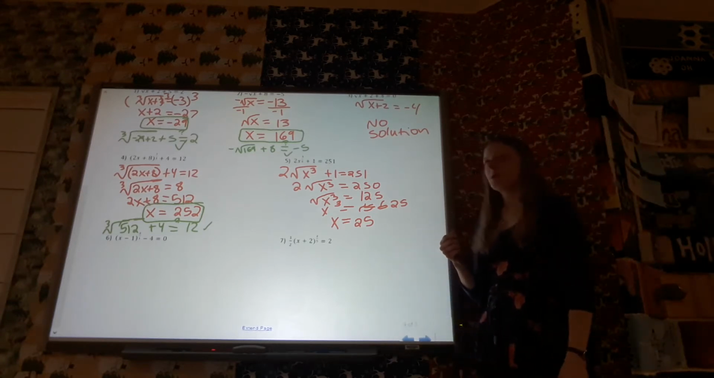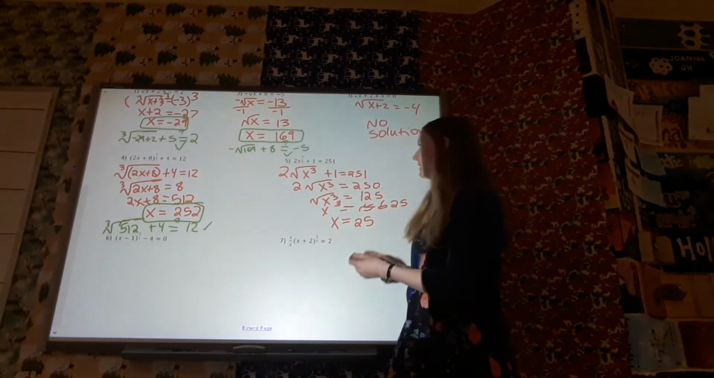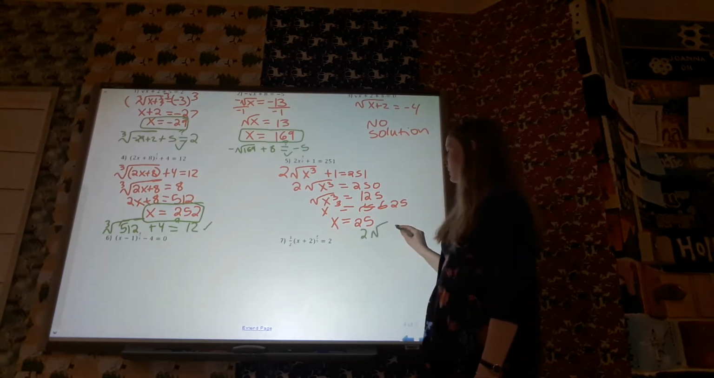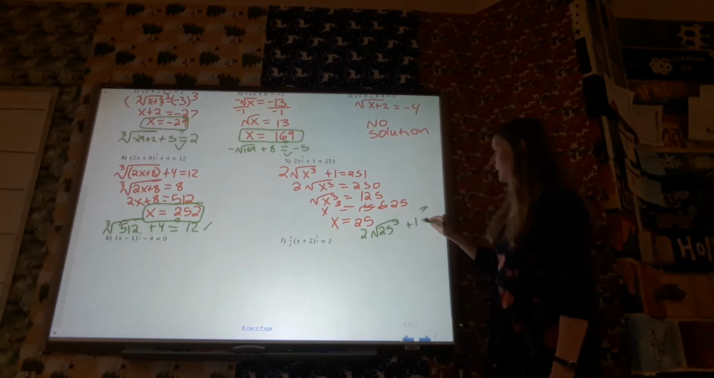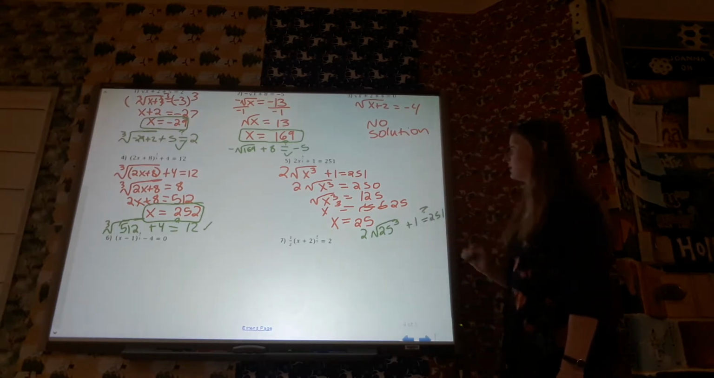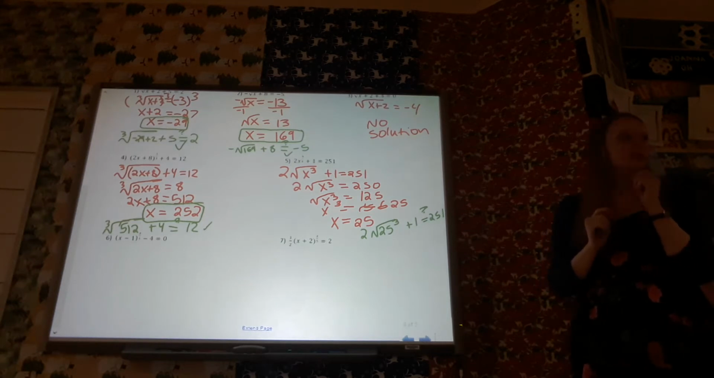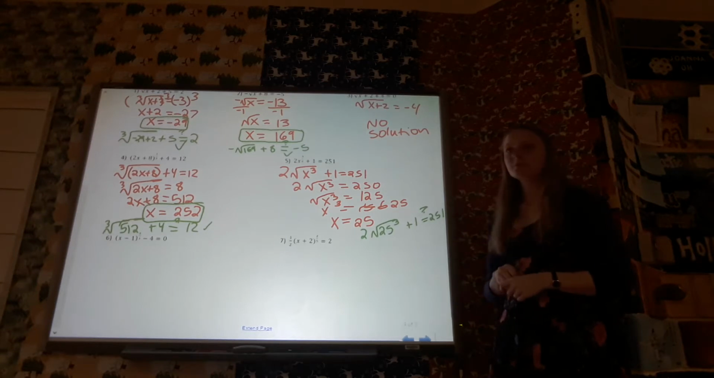Alright, and then again, really quickly, you can just make sure that this is correct by plugging it in. So over here, you do 2 times the square root of 25 cubed. Add 1 to that, and make sure that it's equal to 251. Just use your calculator, type in some numbers. Check out for us.